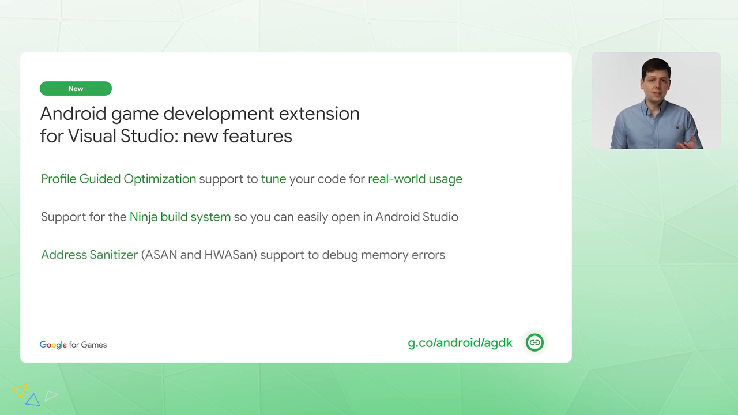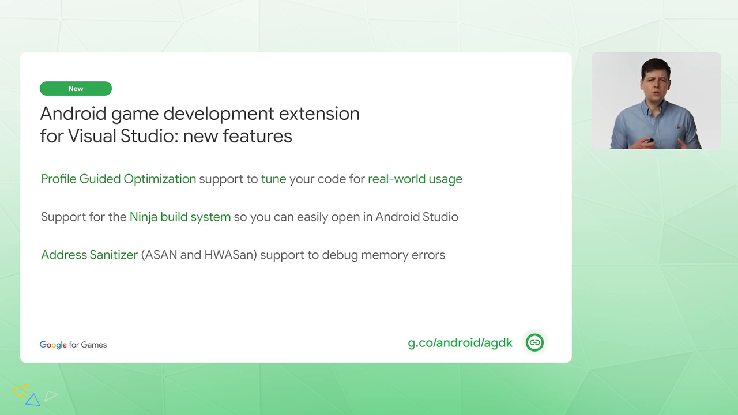Address Sanitizer, or ASAN, is a feature that helps you debug memory issues in your game. Normally these are difficult to figure out, because you only find them when your game crashes, not when the memory overwrite or misuse actually occurs in the first place. ASAN allows you to build your app with guards and checks in place to help you find the error when it happens.